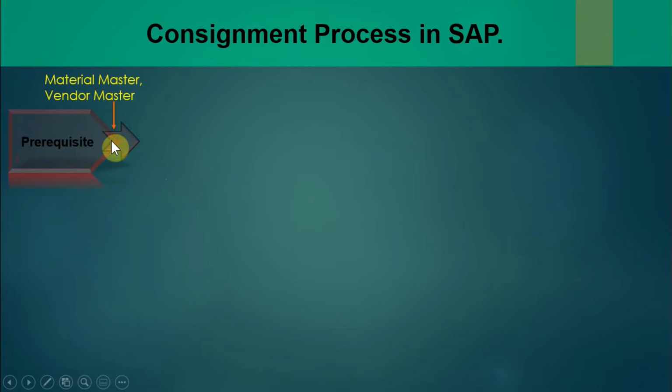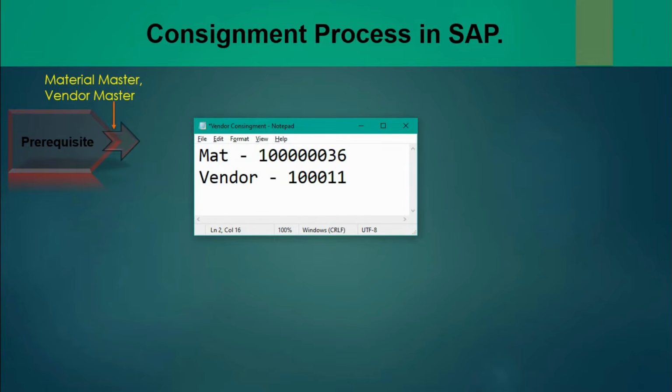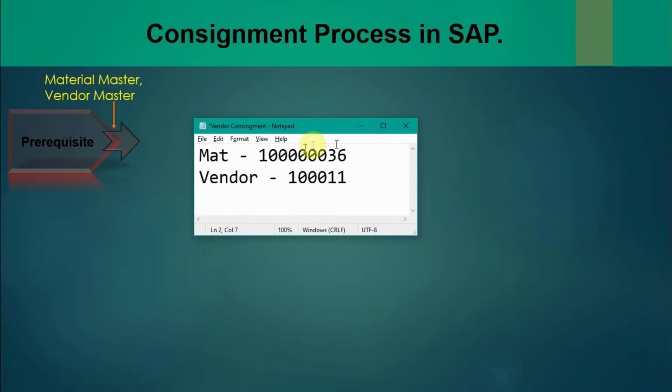For vendor consignment there is a prerequisite. We have to maintain the material master and vendor master in SAP. So the material, that is a consignment material, and the vendor or company, that is a third party who is providing you the goods. For now, I have prepared this material and vendor for our practice to use in this video. So this is the material and this is the vendor I'm going to use.